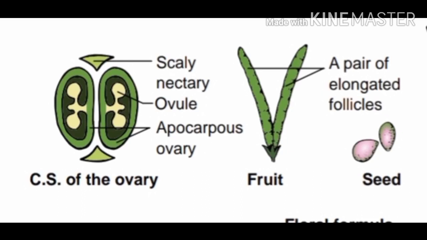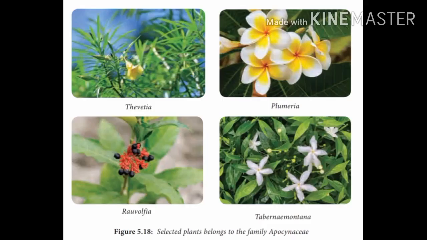Let's see some of the important plants belonging to this family. Thevetia, Plumeria, Rauvolfia, and Tabernaemontana. These are the plants. You can see these flowers growing on the streets and in gardens. So these are the famous plants belonging to the family Apocynaceae. It has a few medicinal and economic values in this family, which you can refer to in the table in your book, page number 105 and 106, I think. So you can refer to those pages and learn the economic importance.